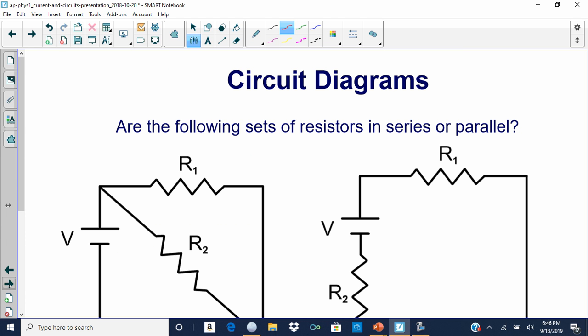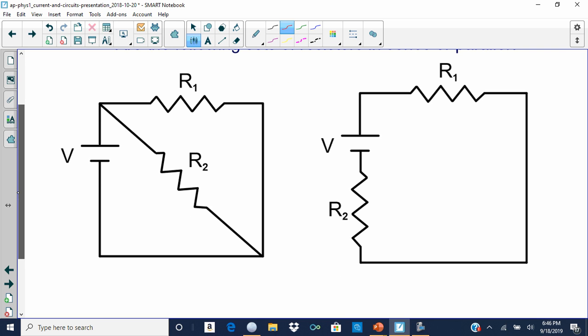Okay, so are the following sets of resistors in series or parallel? The easiest way to determine that is for you to draw your current path. So go ahead and take your finger and go from the plus terminal of the battery to the negative terminal of the battery and see, without lifting your finger, if you can make it from one terminal to the other by going through both resistors.